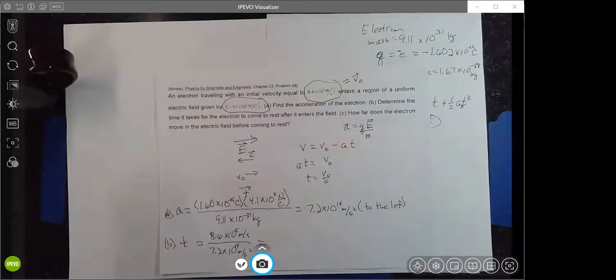Well, I must have put something in. Oh. Don't know where that came from. Oh, I was continuing a previous calculation.